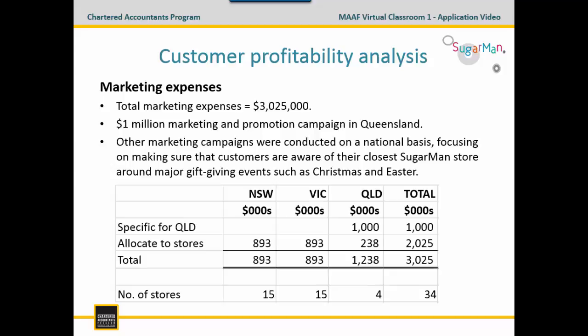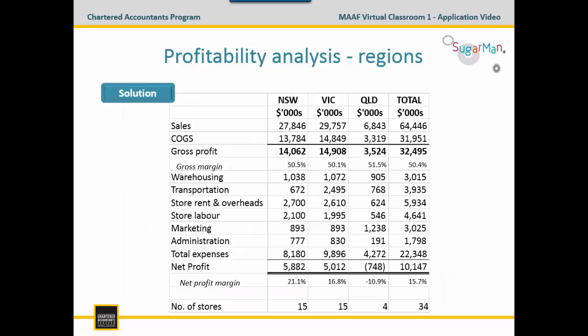Therefore, the balance of marketing expenditure, being $2,025,000, should be allocated to the customer regions based on the number of stores in each region. Again, the final reconciliation shows that we have allocated the $3,025,000 of marketing expenses. Putting that all together, the profitability analysis for the regions looks like this. You can see that we have replaced the logistics line with two separate rows for each of the warehousing and transportation functions. The marketing line has also been reallocated using activity-based costing. But the most obvious thing to note is that in this analysis, Queensland is now losing money.